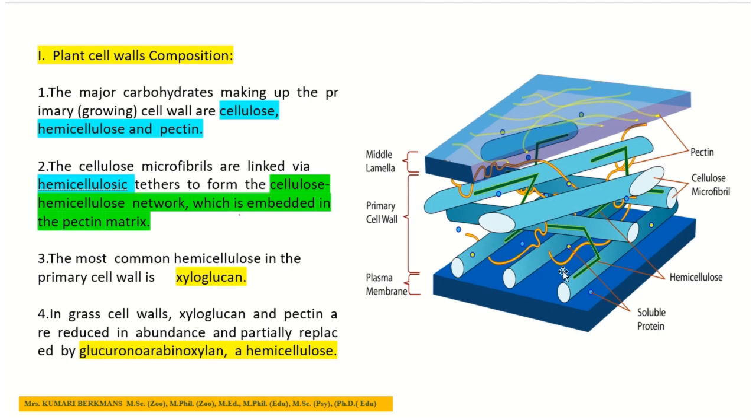In the primary cell wall, there are 3 components: the cellulose microfibril, hemicellulose, and pectin. All these microfibrils are embedded in a pectin matrix. The most common hemicellulose is xyloglucan. In grass cell walls, this is replaced by the hemicellulose glucuronoarabinoxylan.